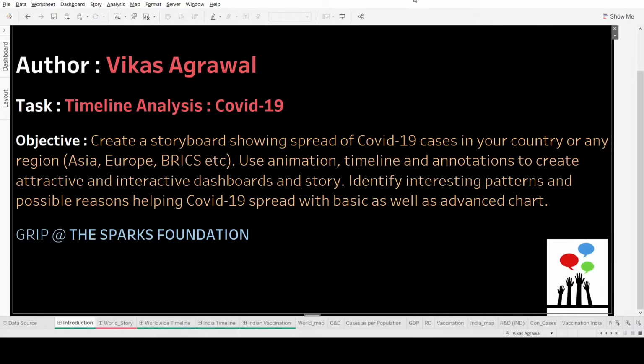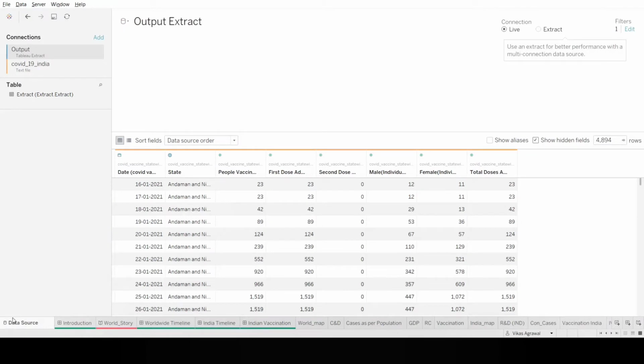Today, I'm glad to share my another task, which is timeline analysis of COVID-19. In this task, I have created few dashboards and data sheets to visually represent the data. Basically, I have used three datasets to accomplish my task. One is extract. It contains the worldwide data, and these two data are of India.